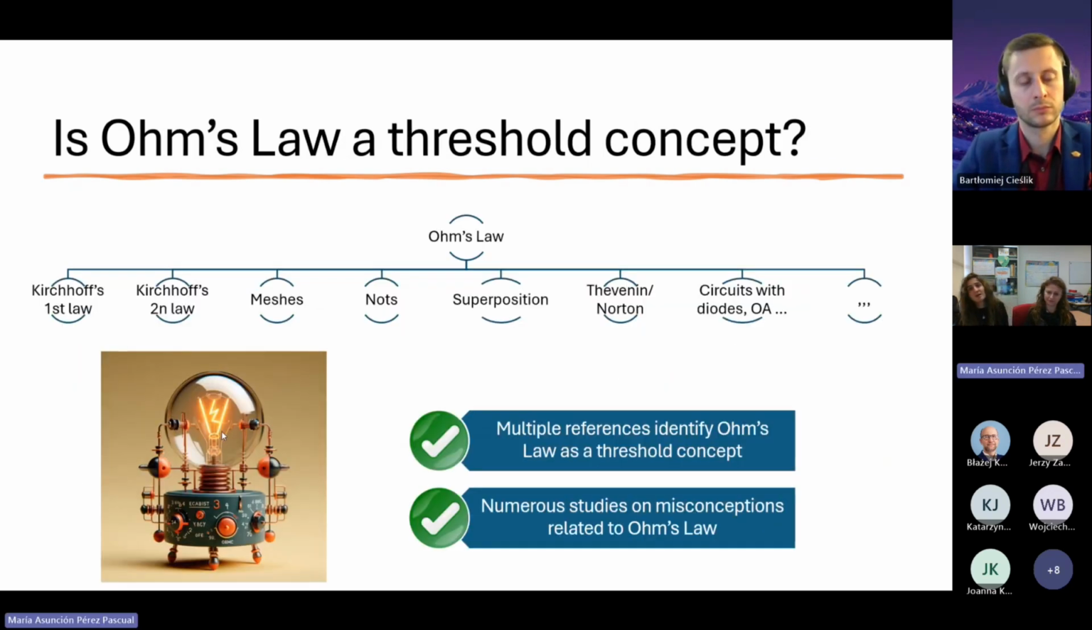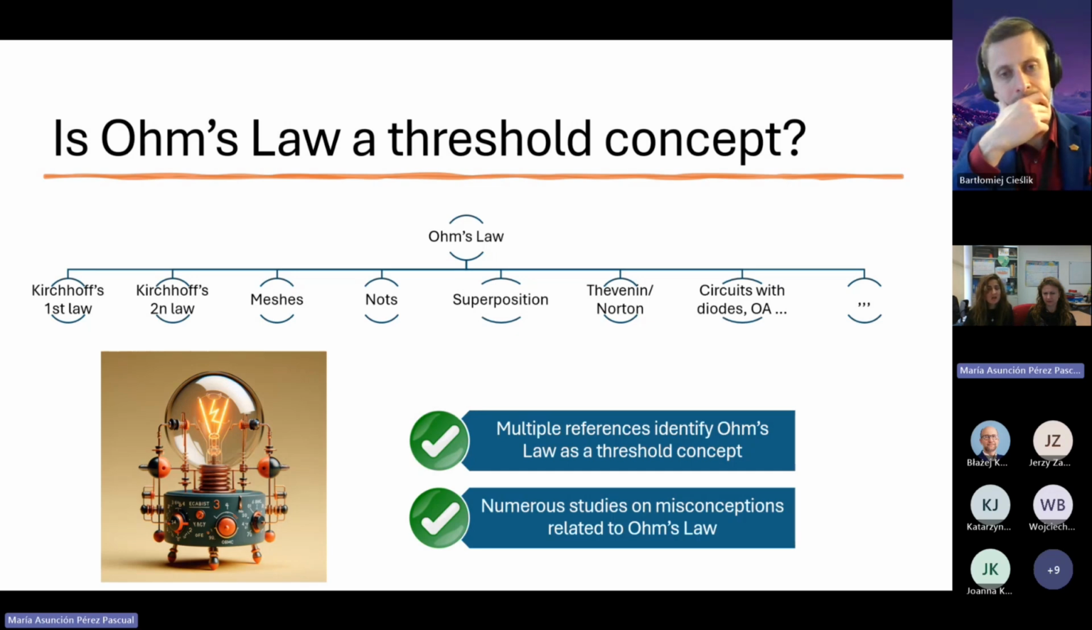So the first thing we work on is to try to answer the question: is Ohm's law a threshold concept? Intuitively, we think that it was, because all the theory, Kirchhoff's and mesh laws, all the circuit theory depends on Ohm's law. If you know Ohm's law, you can derive all the other laws. But we went to the literature and we found multiple references that identify Ohm's law as a threshold concept.